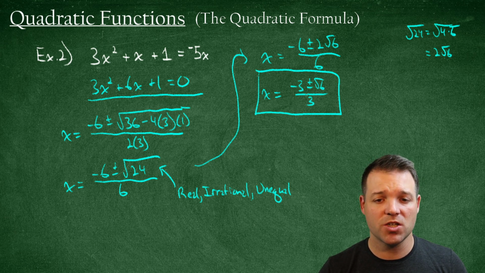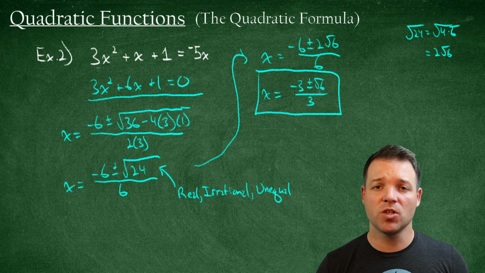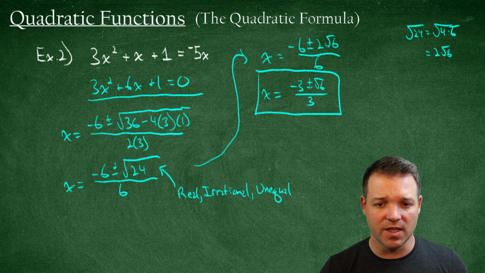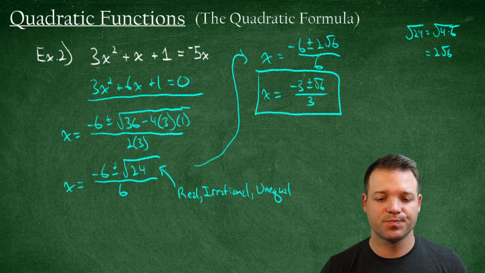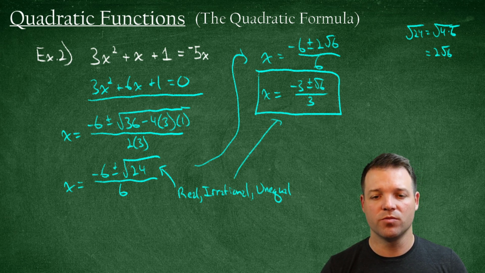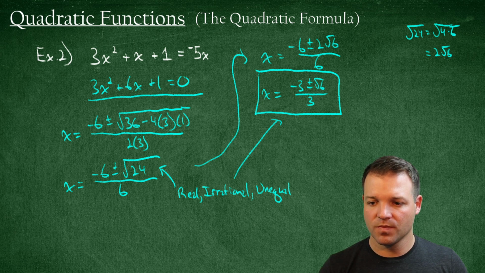Now you could actually split the 3 up between the first and the second term in the numerator. That is totally valid if you wanted to, but I'm going to just leave it like this. Make sure you remember the classification, because this does match up with what we said: two real, irrational, unequal roots. All right, let's do another one.